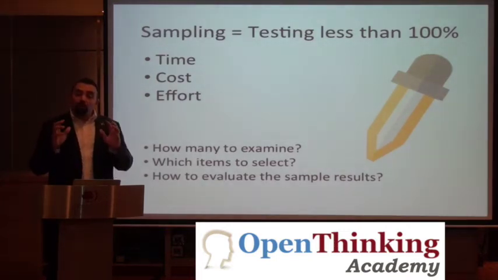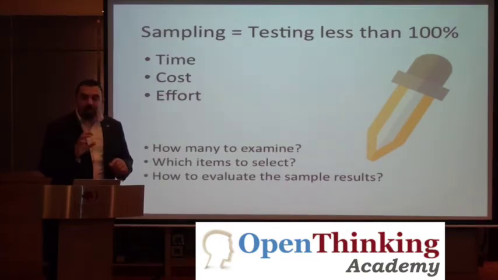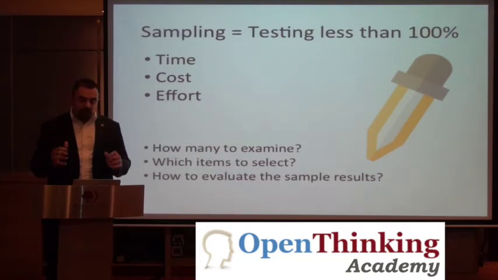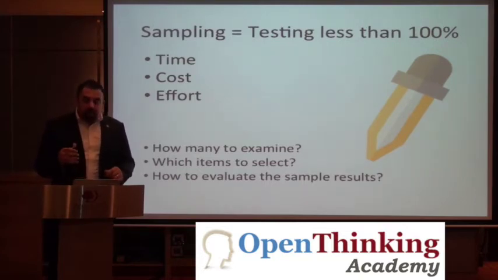So what are the important questions that we need to ask at the beginning of sampling? The first one: how many to examine? We have a population of 10,000. Are we going to take 5,000? Are we going to take 1,000? Are we going to take 500? Are we going to take 10? We need to understand how big the sample size should be. And what items to select.